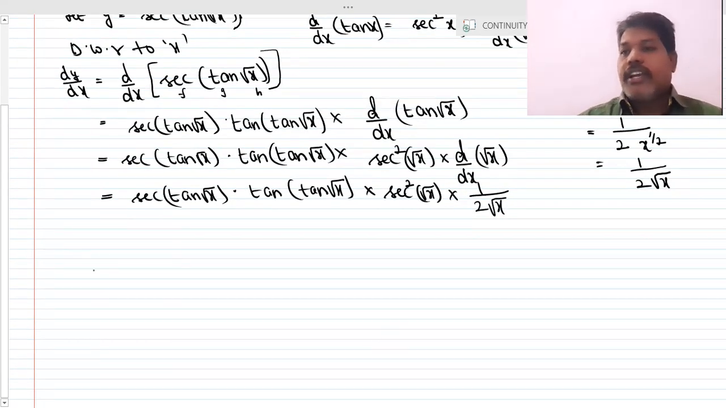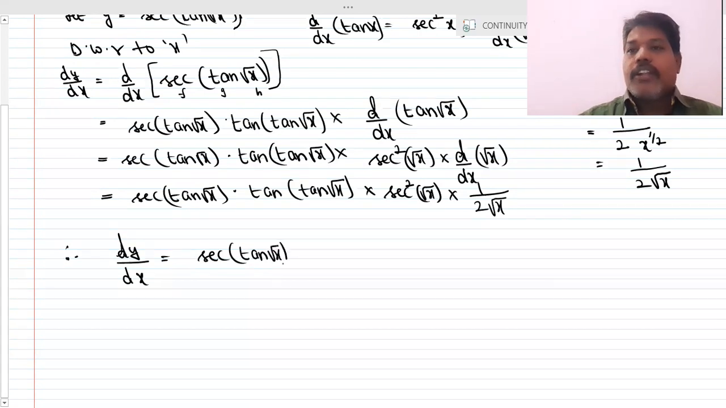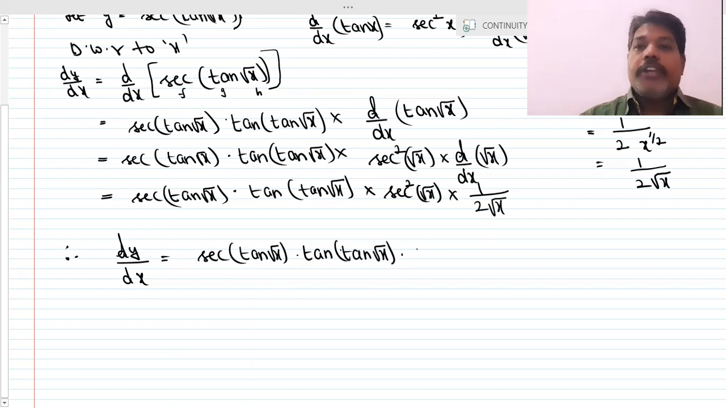So what is the final answer, students, here? Therefore dy by dx is equal to secant of tan of root x, into tan of root x, into secant square root x, whole by 2 root x.